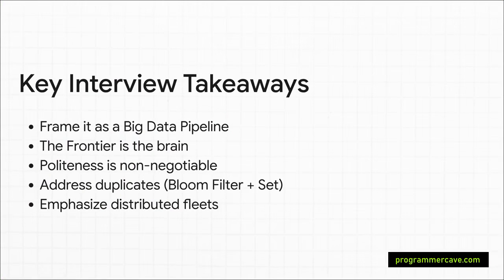First, you're going to frame this whole thing as a big data pipeline. That's the right language. Second, you have to talk about the frontier being the brain of the system, and you need to explain its complexity, the prioritization, the politeness. Oh, and always, always be the one to bring up politeness. It's a huge green flag. Fourth, you want to address duplicates using that 2-step Bloom filter and set solution. It shows you know the scalable patterns. And finally, just emphasize that all these components, the downloaders, the parsers, they're not single things. They're distributed fleets built for insane scale.